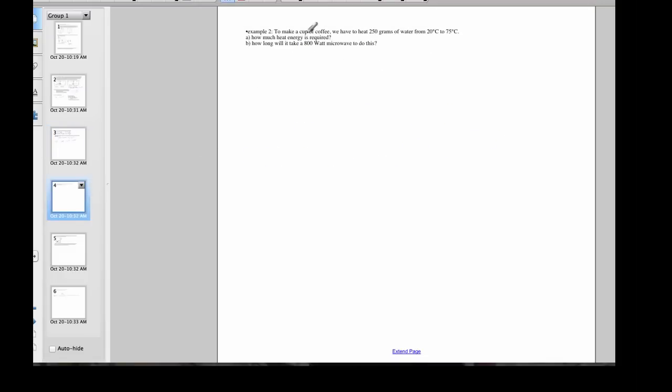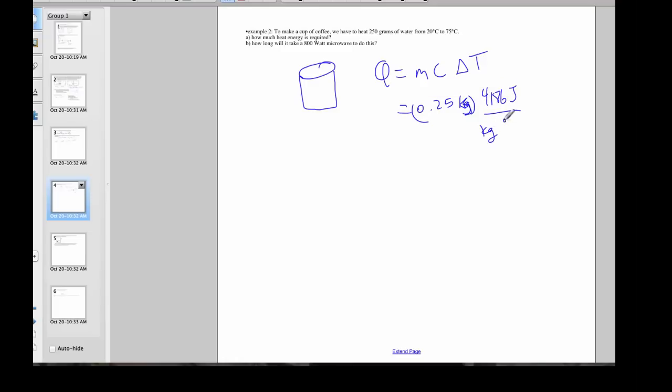So let's warm up some water. Let's make a cup of coffee. So a cup is about 250 grams, and we want to warm it up from 20 to 75 degrees. How much thermal energy is required? So the thermal energy Q is mcΔT. It's 250 grams, 0.25 kilograms. Water is 4186 joules to warm a kilogram by a degree centigrade. That's just on the previous page. And we're warming it up by 55 degrees C.